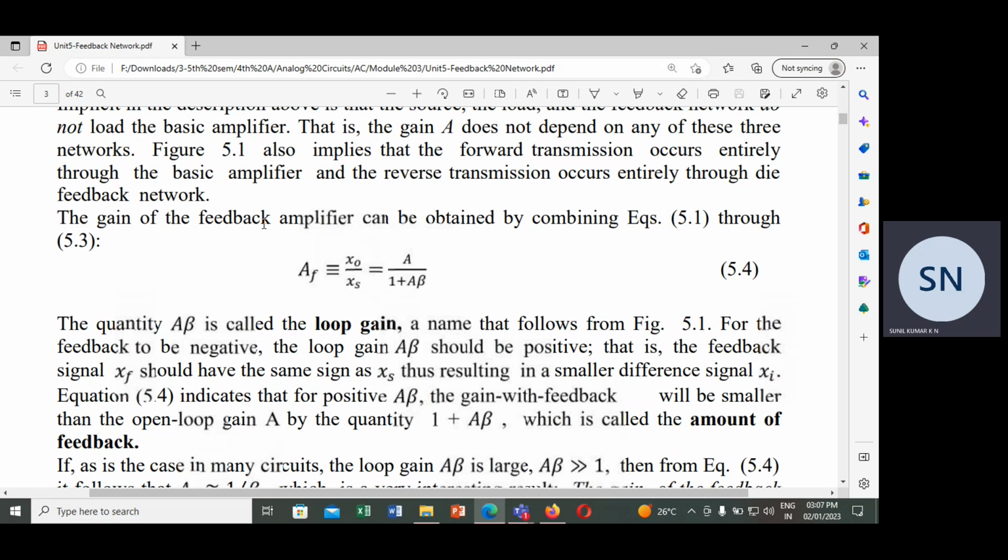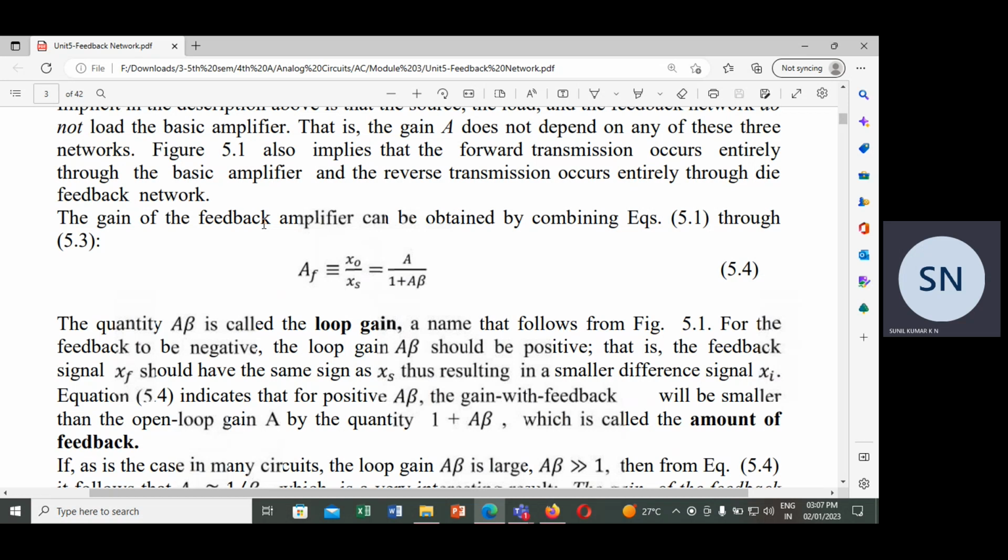So that means now the feedback network is attached. So the output signal by the input signal source, that is nothing but the feedback gain. So the gain with feedback we are going to call AF. If it is not mentioned, then what is that gain? Open loop gain. Now we are going to have AF.